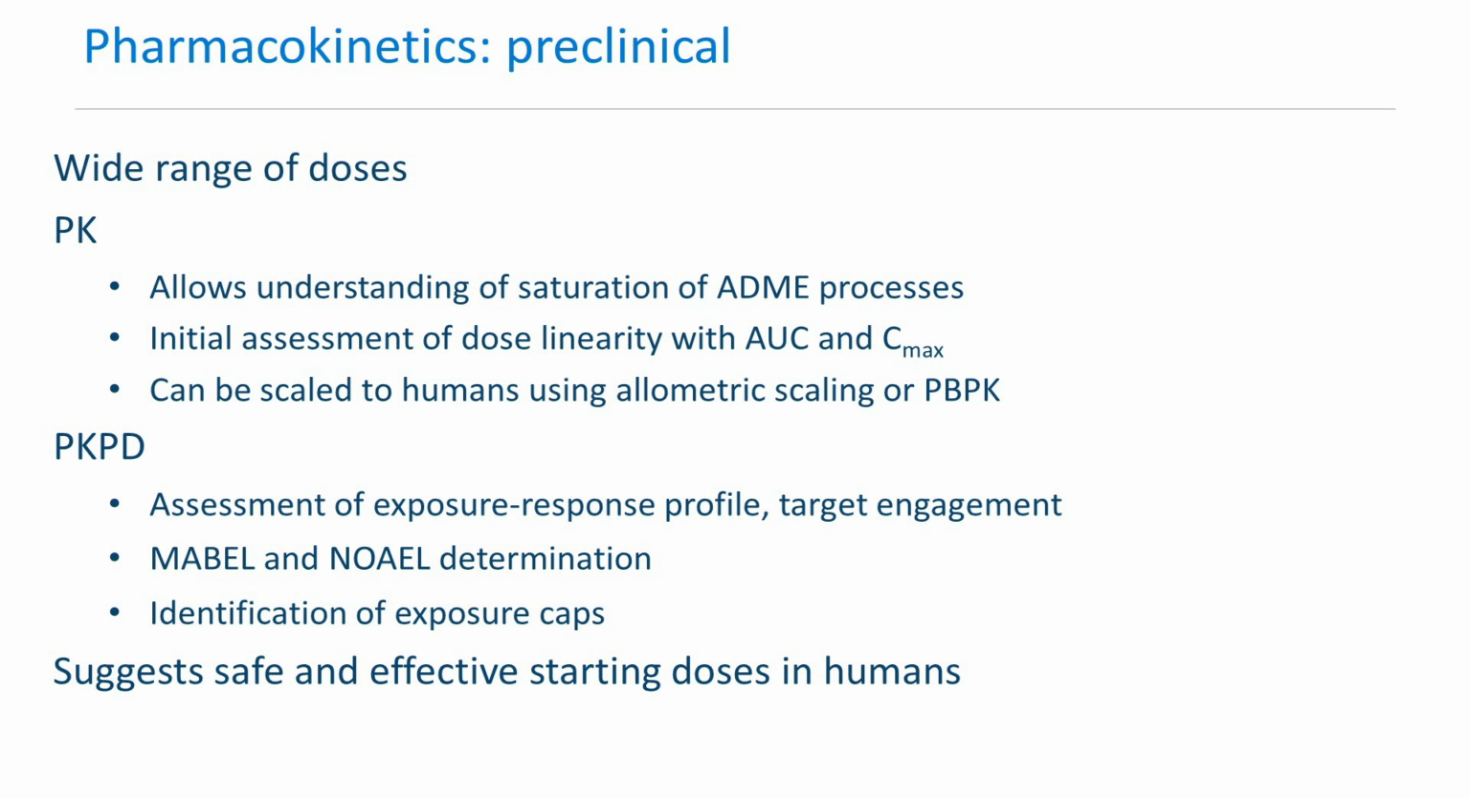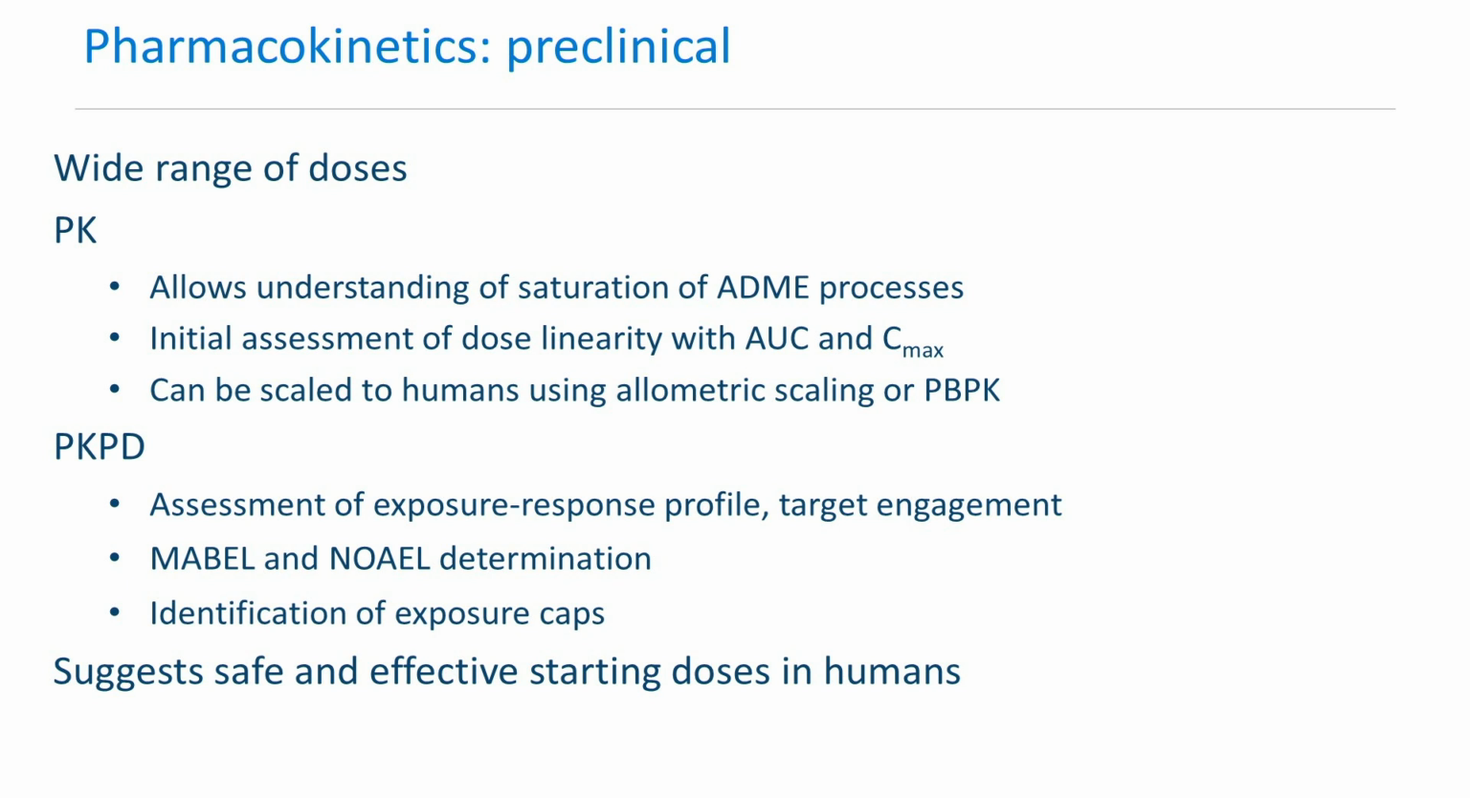PK in preclinical is very, very useful because you can collect a really wide range of doses that you generally cannot do in humans. And that really allows us understanding of the edges of the PK processes. So we get to understand whether or not there's going to be saturation in any of our ADME processes. It gives us an idea of dose linearity with AUC and Cmax, and potentially when that starts to deviate. And the important part of PK in preclinical is that we can scale that to humans using a number of different ways. We'll talk on both allometric scaling and PBPK later in the presentation. PBPK is physiologically based pharmacokinetic modeling.